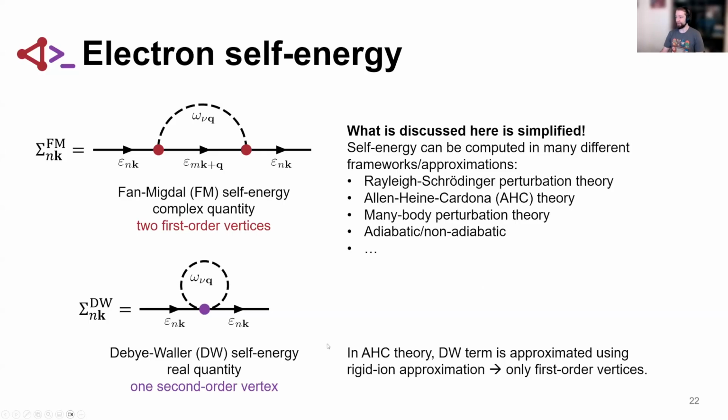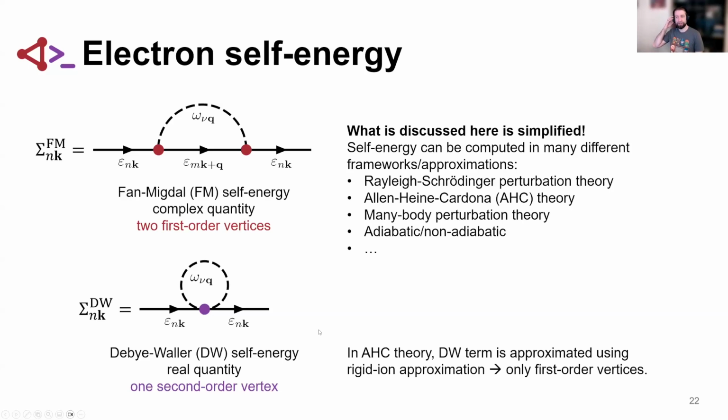And then also in this AHC theory that we have implemented, this Debye-Waller term is approximated using the so-called rigid ion approximation, which replaces this potentially troublesome second order vertex with just two first-order vertices. So it becomes a diagram that mathematically looks more similar to this Migdal self-energy up above.